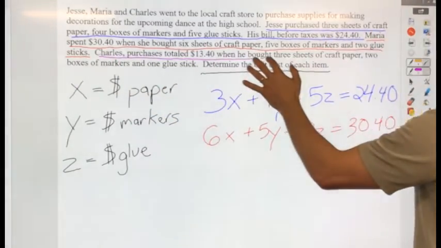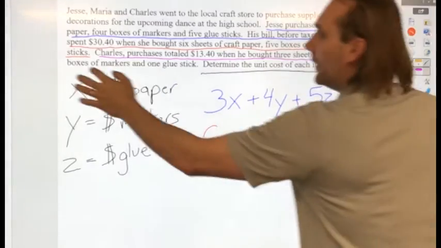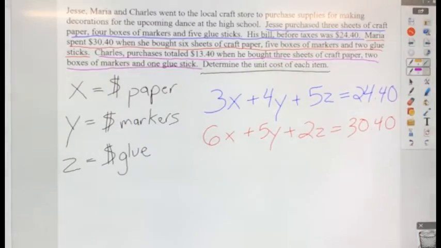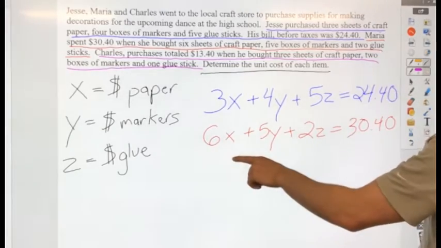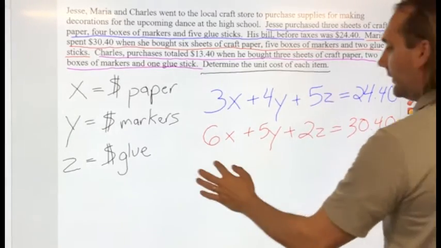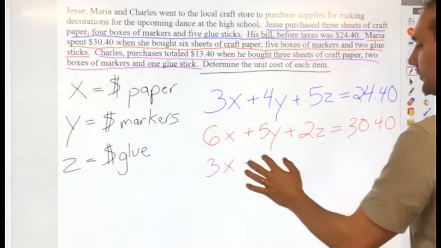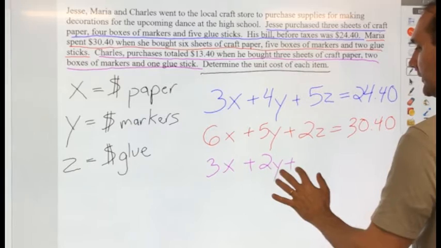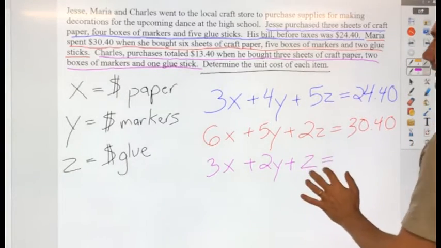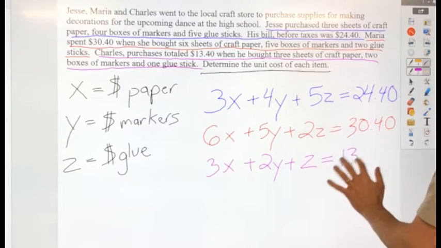And then my final sentence talks about Charles. His total was $13.40. He bought 3 sheets of paper, 2 boxes of markers, and 1 glue stick. So Charles has how many sheets of paper? 3. So 3x plus 2y plus z, 1 glue stick, and his bill was $13.40.